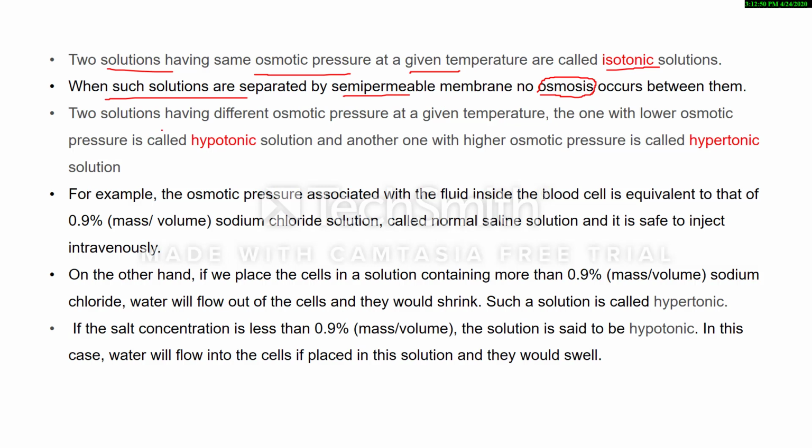pressure. Of two solutions having different osmotic pressure at a given temperature, the one with lower osmotic pressure is called hypotonic solution with respect to the other one, and the other one with higher osmotic pressure is called hypertonic solution with respect to the other one. Is it clear? Isotonic, same osmotic pressure; hypotonic, lower osmotic pressure; hypertonic, higher osmotic pressure.